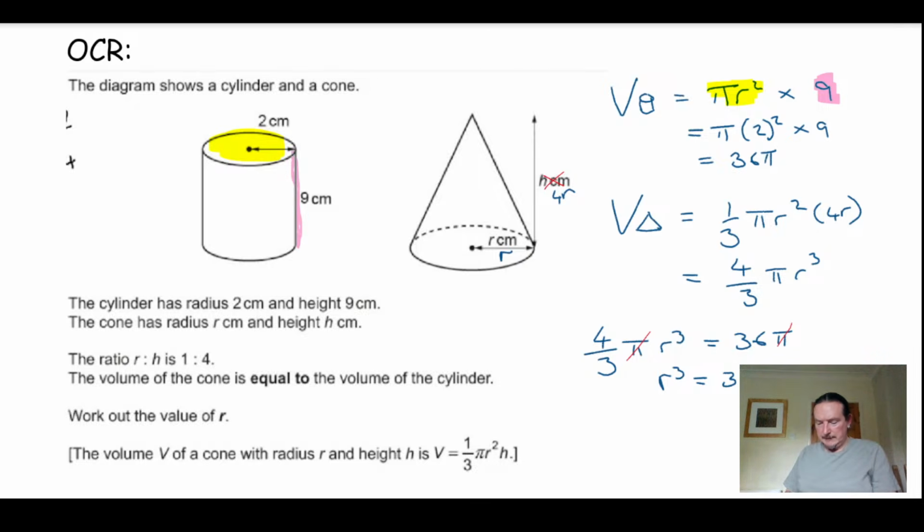So 36 divided by 4 times by 3, that's 27, which is nice. That's a cube number, isn't it? Okay, so then if r cubed is 27, then r is going to be the cube root of 27. That's going to be 3 then, isn't it? So I know then my radius is 3.